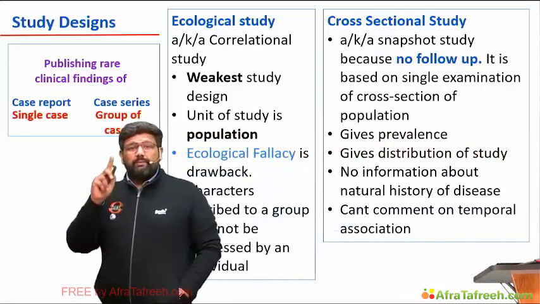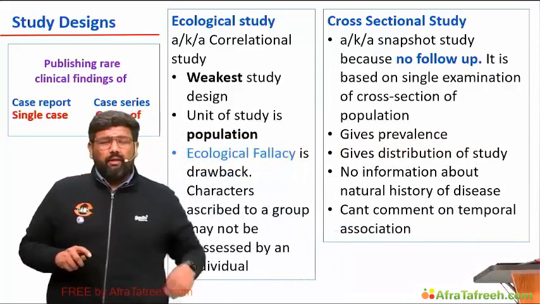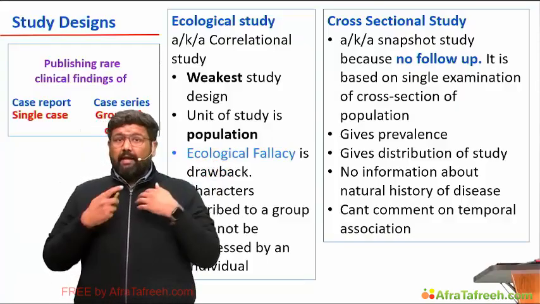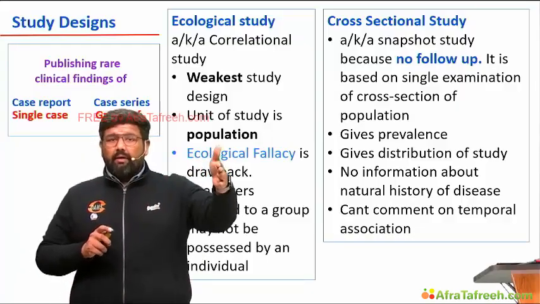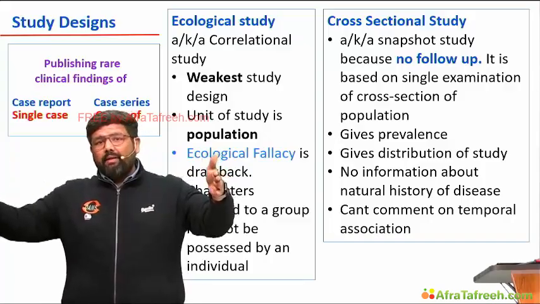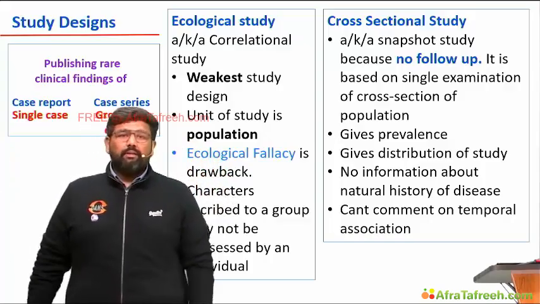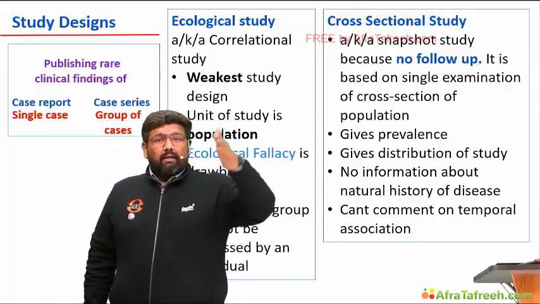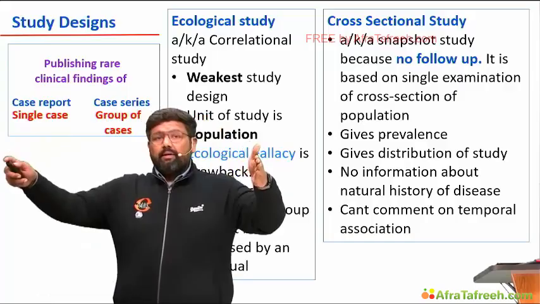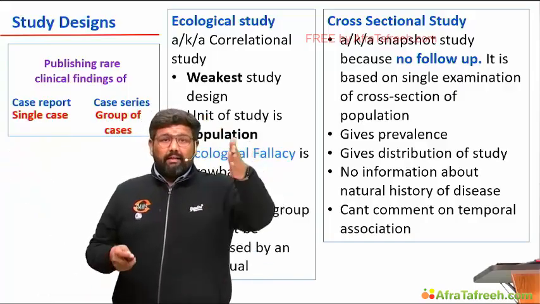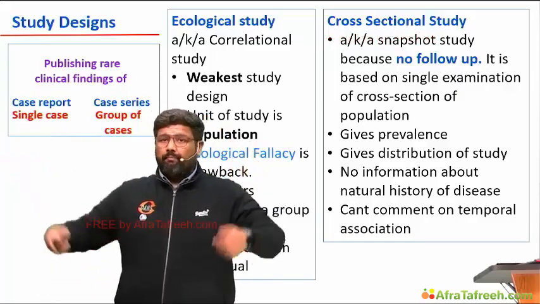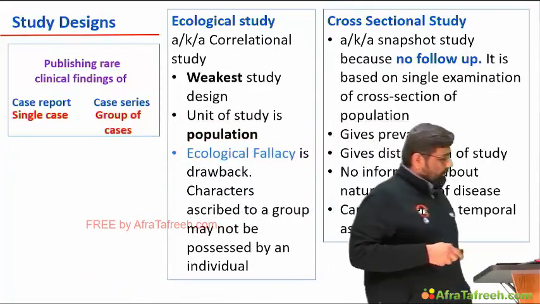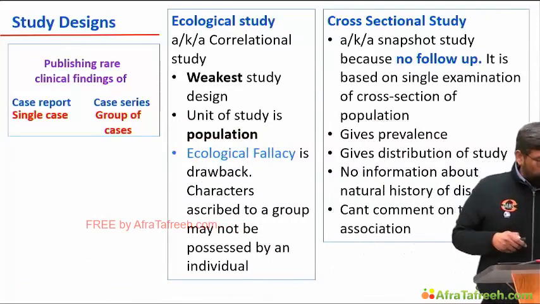Now, bache, there is one thing, temporal association. In very simple language, what is temporal association? If I can prove the risk factor came early, then the disease happened, this is temporal association. So can I prove here that diet was poor, then anemia developed? It can be that anemia developed, then diet became poor. So no comment on temporal association.